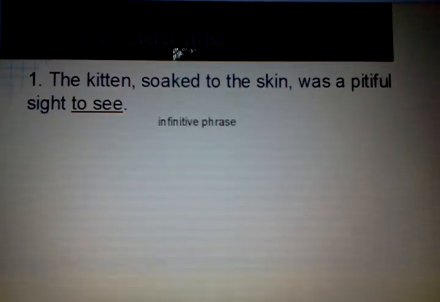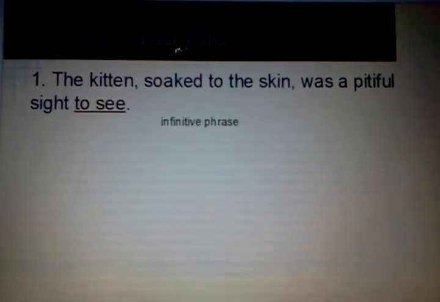So let's look at the first sentence in exercise D. Number 1. The kitten, soaked to the skin, was a pitiful sight to see. And our directions want us to find phrases of the 4 types we talked about, and then distinguish which type we're dealing with. So the first thing I see here is the word to with a verb after it, to see. So that very clearly is an infinitive phrase. And now phrases, they can have more words other than just the infinitive, or like in this case, they can just be to and the verb. So this, I would underline it in the book, and then maybe right on top of it I would write INF period to mark it as an infinitive phrase.